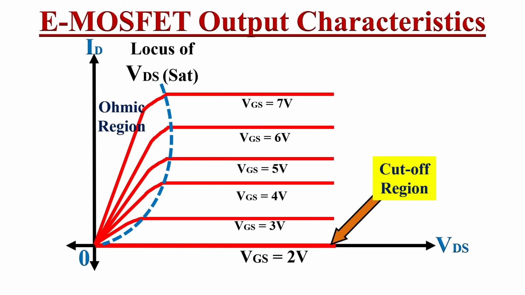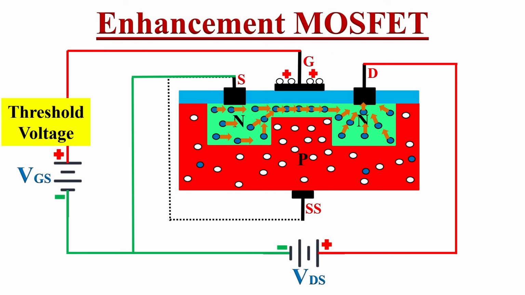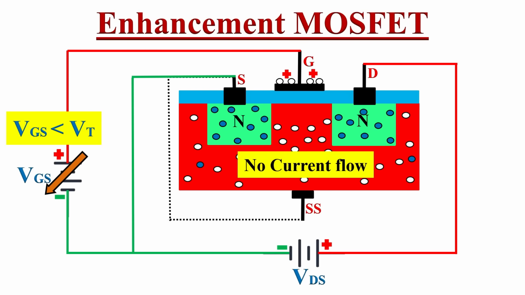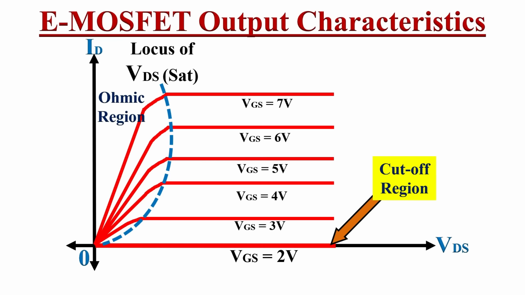Next region of operation is the cutoff region. Whenever the gate voltage VGS is less than the threshold voltage VT, there will not be any conducting channel formed between the source and drain regions. So due to the absence of a channel, the MOSFET remains in the off condition. The cutoff region is shown in this graph as 0 drain current ID. It happens whenever VGS is less than VT.